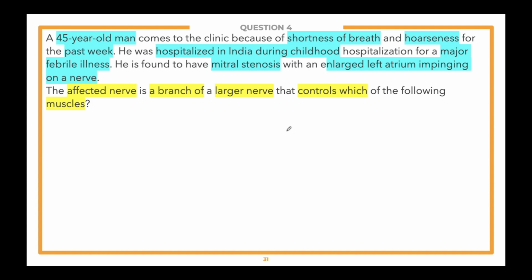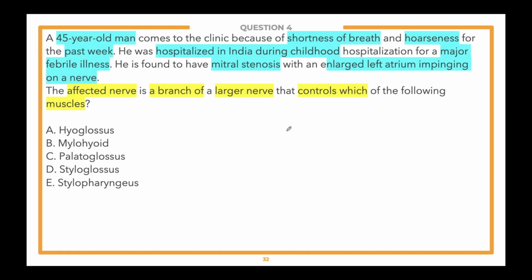Now, this question is specifically asking us about an affected nerve, the affected nerve in this question, and it is a branch of a larger nerve that controls what muscle? So I think we've got a few steps here. One, we've got to figure out what nerve is affected in this patient. Two, what larger nerve is it a branch of? And then three, what muscle is controlled by that? So I think we've got a 3-step question here, a nice, tough 3-step anatomy question. So let's buckle in and make sure that we're nailing those steps one by one. Let's go ahead and take a look at the answer choices.